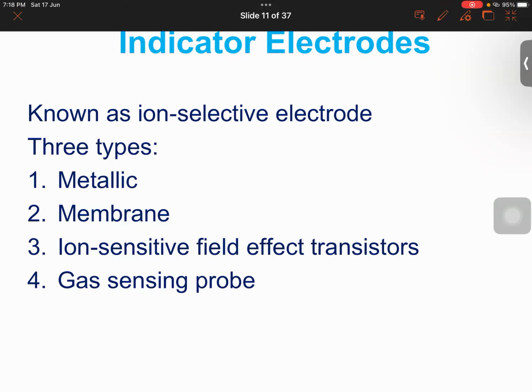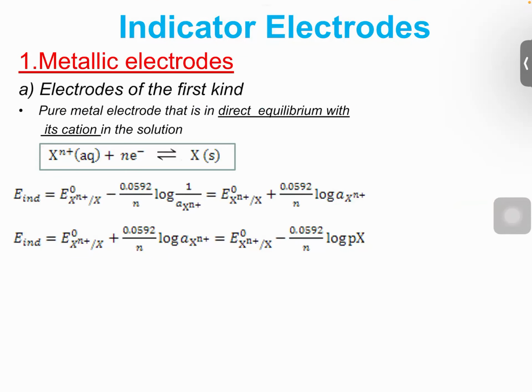So now is the indicator electrodes. So you can see that we have a series of indicator electrodes. It can be metallic, membrane, ion sensitive, or known as ISE, or gas sensing electrodes. So this is an example of metallic electrodes where you use metal as the indicating or working electrode.